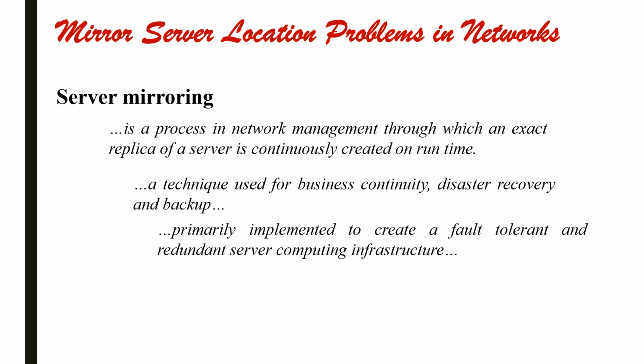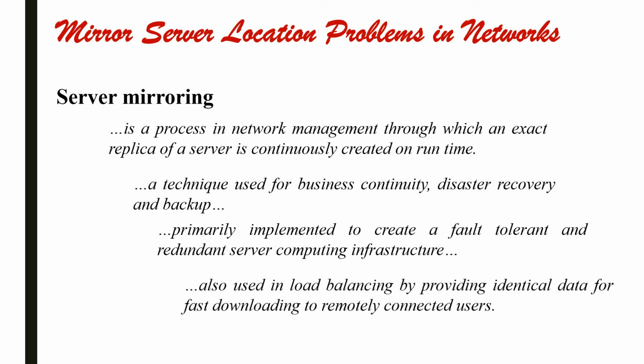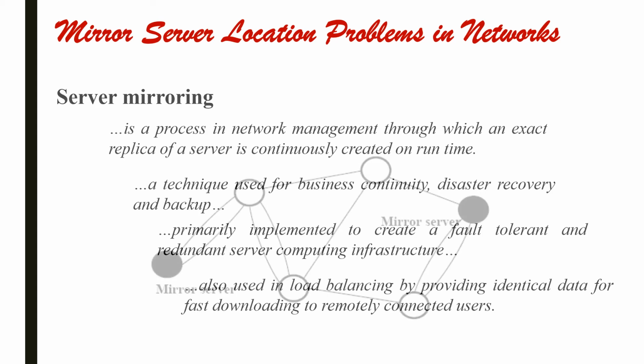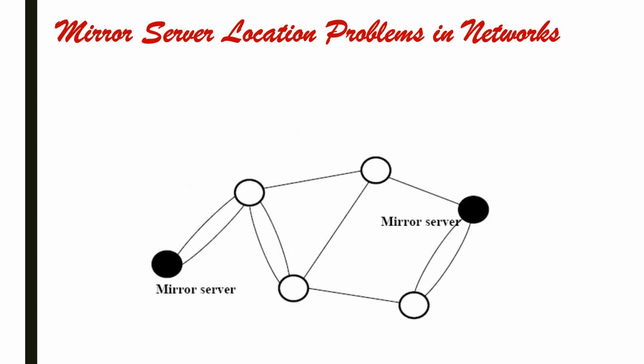This process works through specialized backup software that is installed on the backup server and the server to be mirrored. Besides backup and disaster recovery, server mirroring is also used in load balancing by providing identical data for fast downloading to remotely connected users. Apparently, location theory on networks is concerned with selecting the best location in a specified network for facilities.